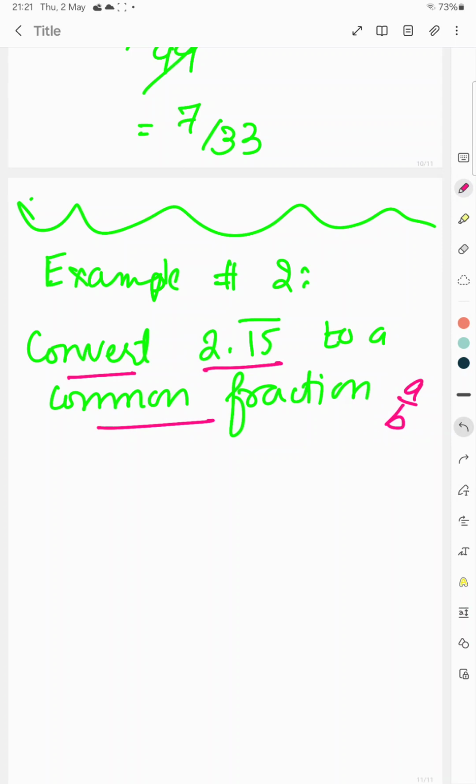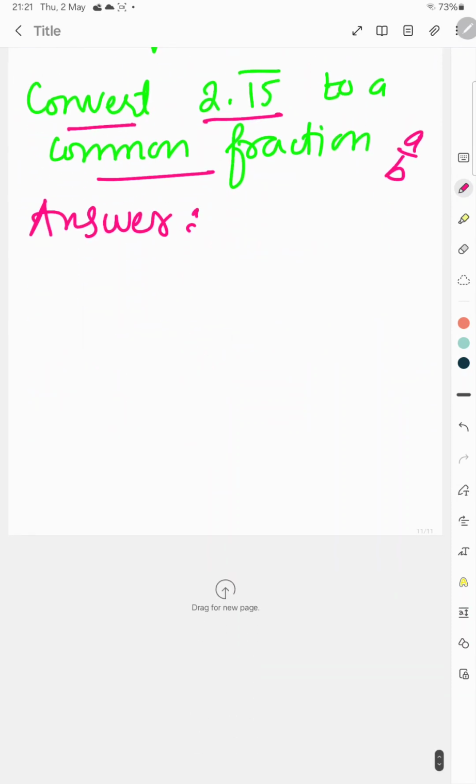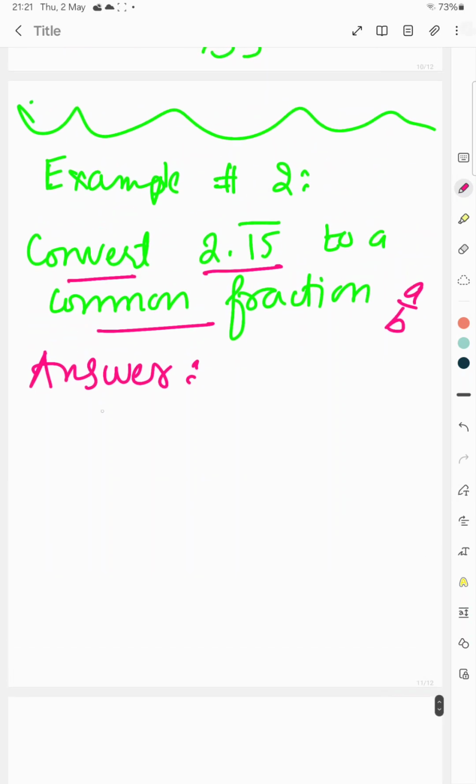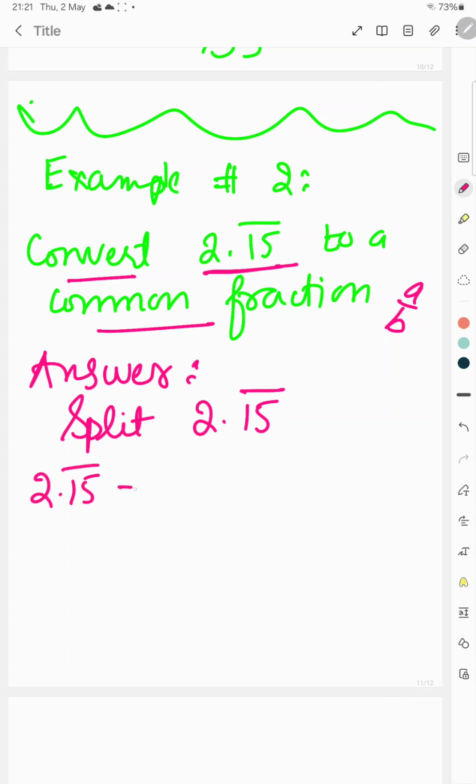Okay, so as our first step is to make the geometric sequence, but before the geometric sequence we need 0 before the decimal, so we will just split this decimal. Split 2.15. How will I split it? 2.15 is equal to 2 plus 0.15. Okay student, so that is how you have to split this number.